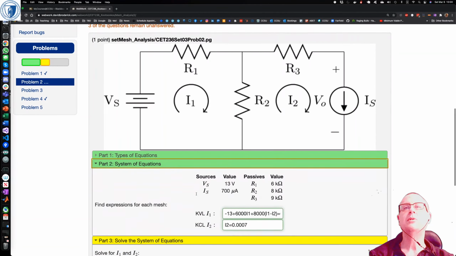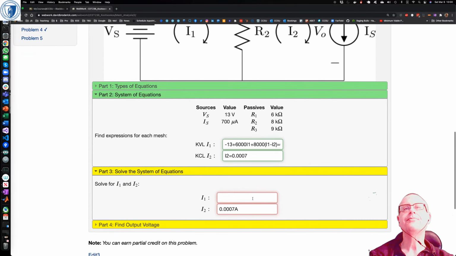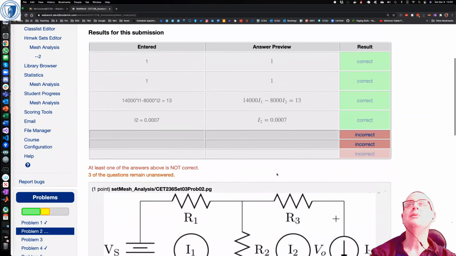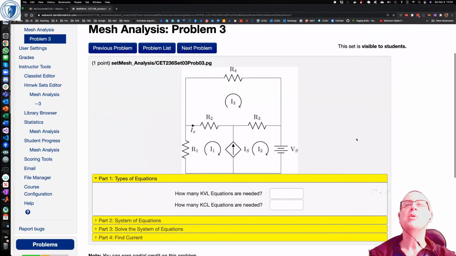And then solving, well, we've already solved for I2, so we can just cut and paste that there. And then I1, we're going to have to rearrange this and get it. I'll leave it as an exercise, because I do want to try and get through, just have a quick look at all the problems. The next problem, problem 3.